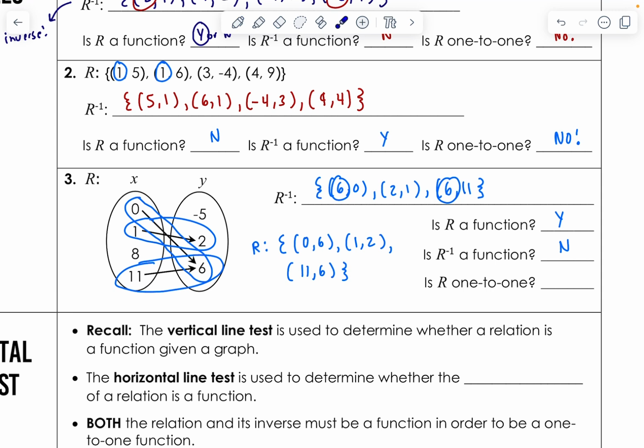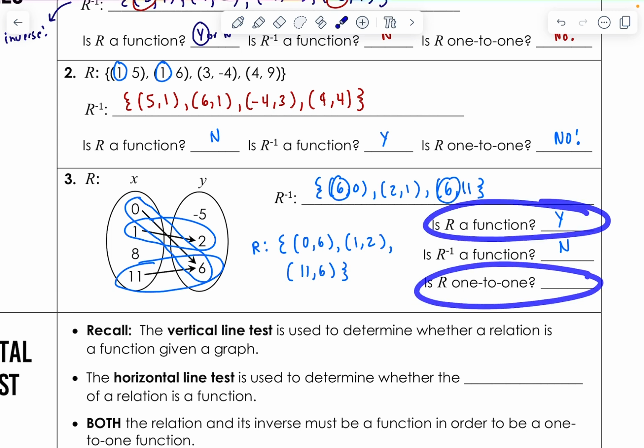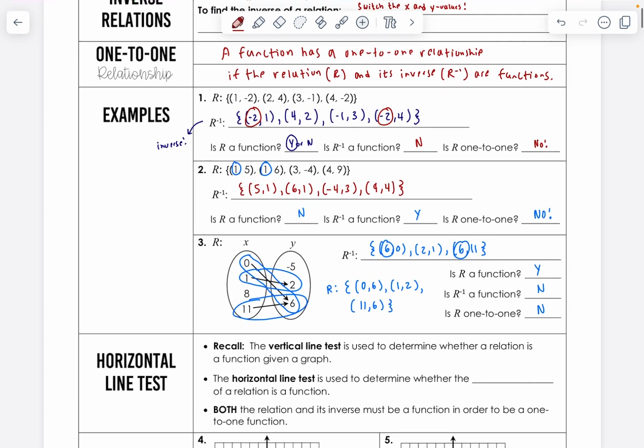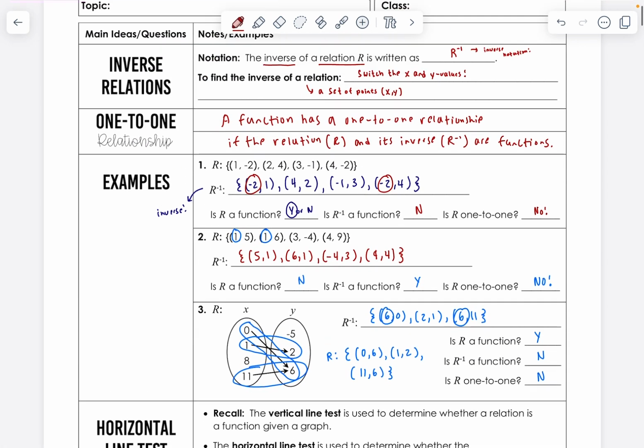And then is r 1 to 1? Based on these two above, we can say that no, r is not 1 to 1. Both of these have to be yes. The relation has to be a function. At the same time, the inverse has to be a function. All right, so that is when you're given a relation.